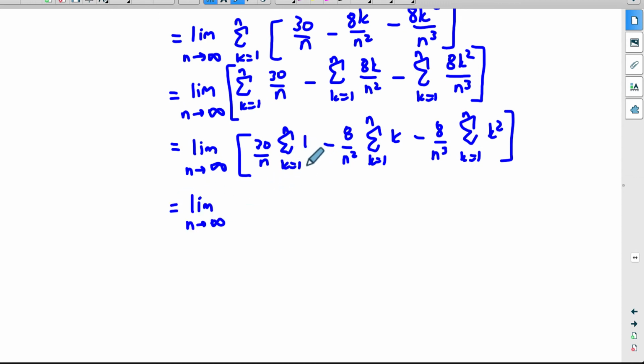Okay, the next thing, you're going to have to look at those formulas we talked about in the last lesson. Do you remember what happens when you just have a constant? In this case, the constant's 1. You just multiply that constant by n. So this sigma part here just equals n. You end up with 30 over n times n minus. All right, we've got our constant up front.